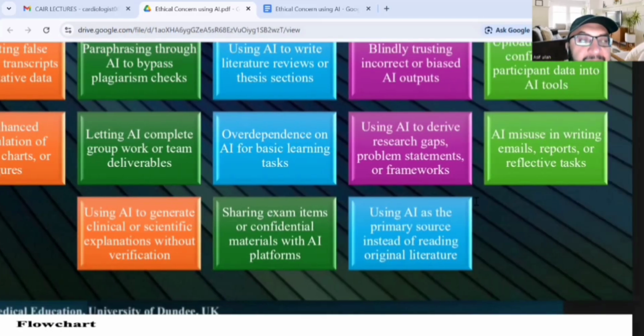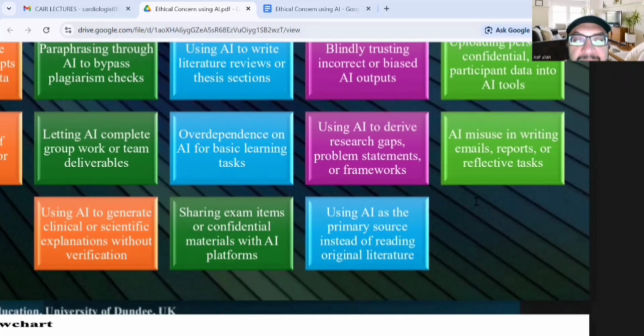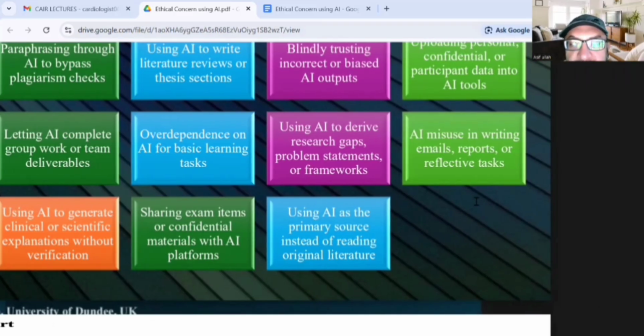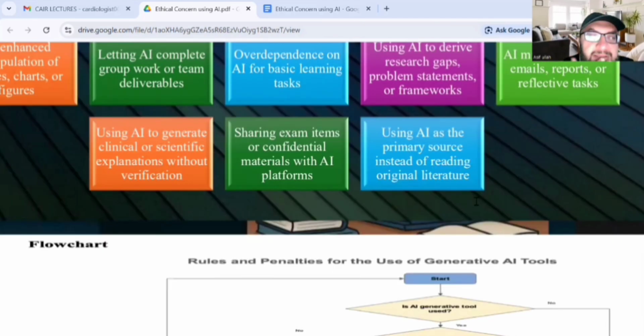letting AI complete group work or team deliverables, over-dependence on AI for basic learning tasks, using AI to derive research gaps, problem statements, or frameworks, AI misuse in writing emails, reports, or reflective tasks, using AI to generate clinical or scientific explanations without verification, sharing exam items or confidential materials with AI platforms, using AI as the primary source instead of reading original literature.